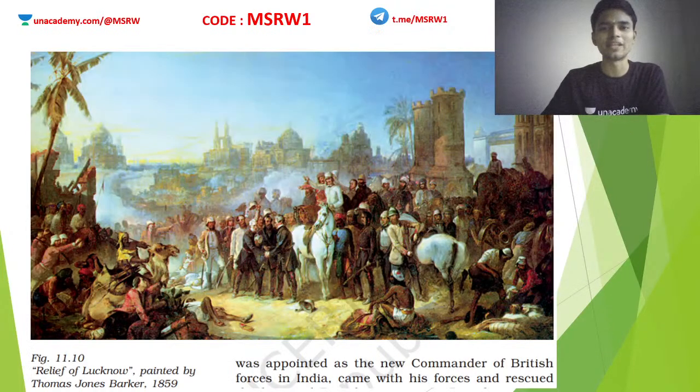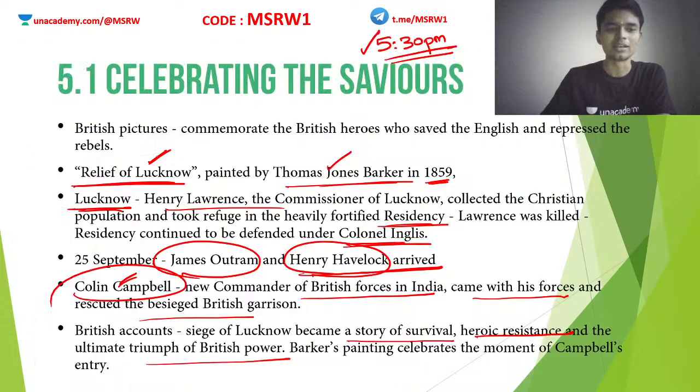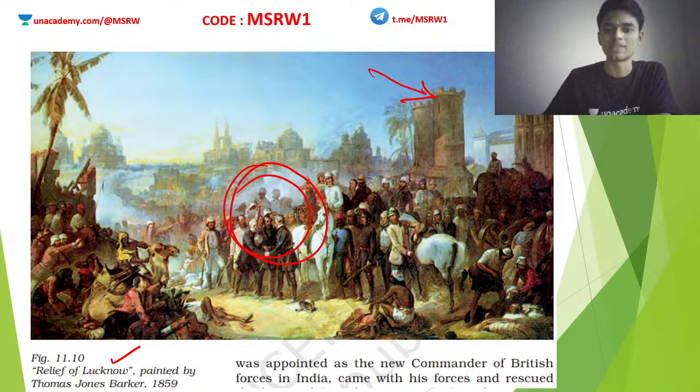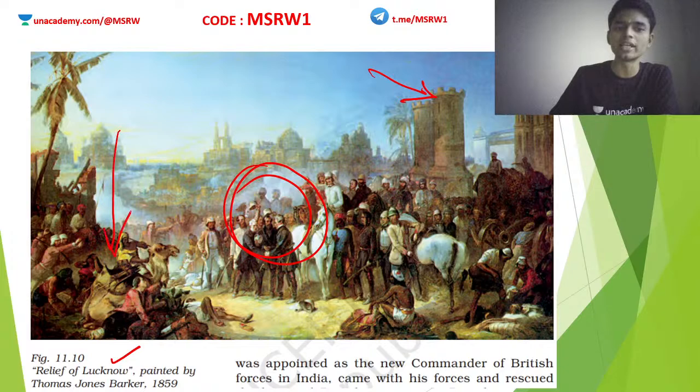Let's look at that image here. This is the very famous image that I am talking about: The Relief of Lucknow, painted by Thomas Jones Barker in 1859. As you can see, the fort is seen in the background here. You can see the British generals in the center of this figure who have succeeded in this war. And you can see many of the rebels in a miserable condition, killed and brutally injured. All these rebels have lost and are very brutally injured.